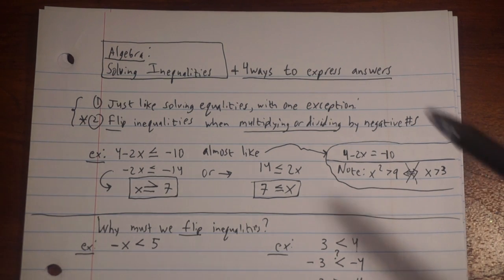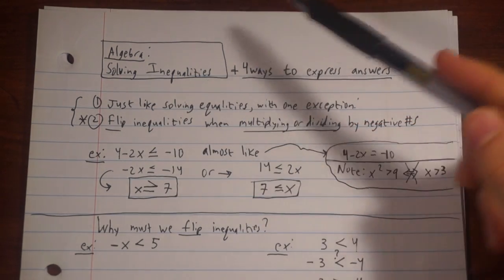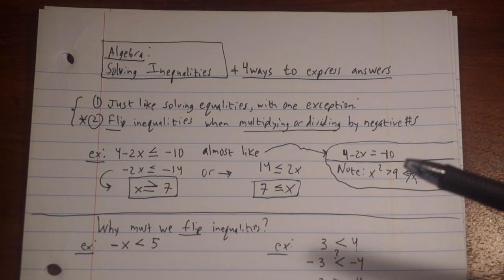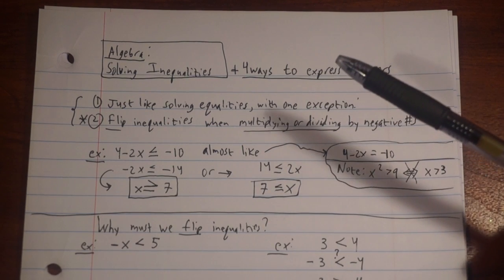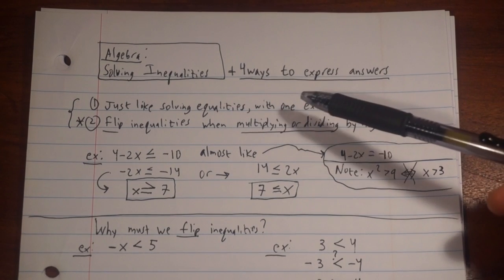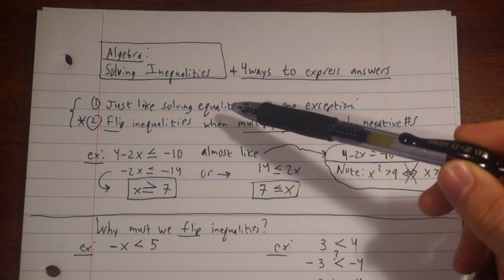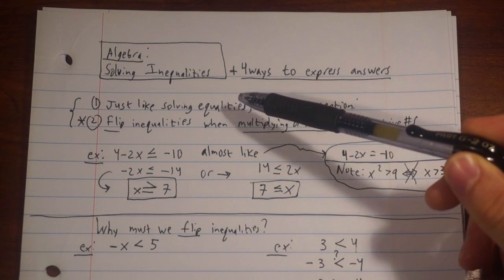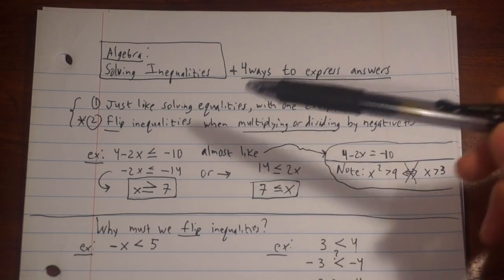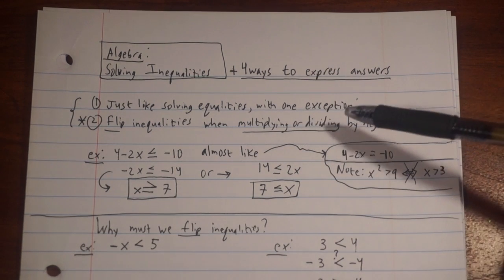All right, today's video will be about solving inequalities, and in addition, 4 ways to express the answer. There's pretty much 2 things you need to remember when trying to solve inequalities. The first one is it's just like solving equalities with one exception. When I say it's just like solving equalities, I literally mean for almost anything you can think of. There'll be tiny exceptions, and I'll try to point those out. Number 2, here's the one exception: you have to flip the inequality when multiplying or dividing by negative numbers.